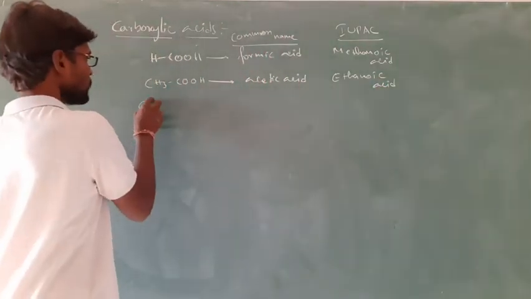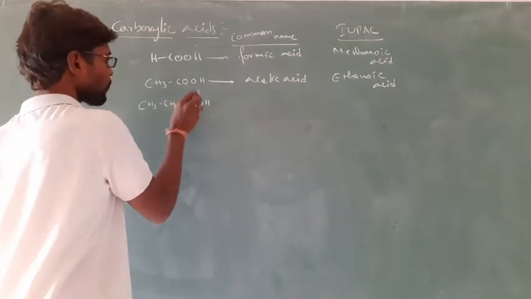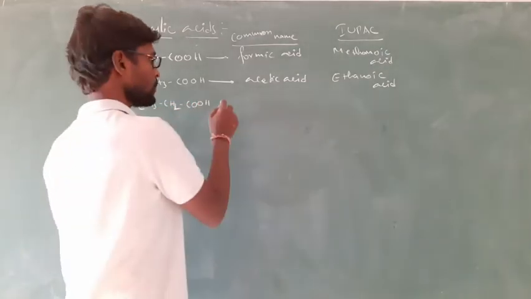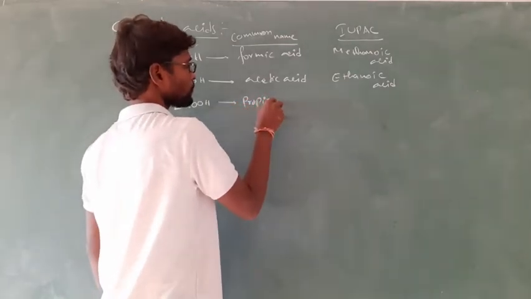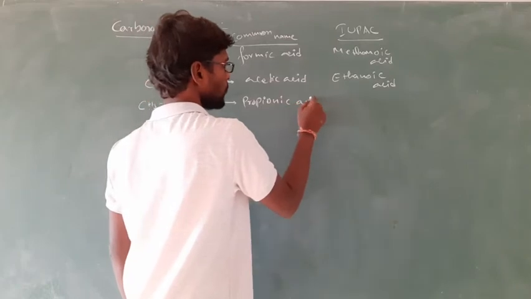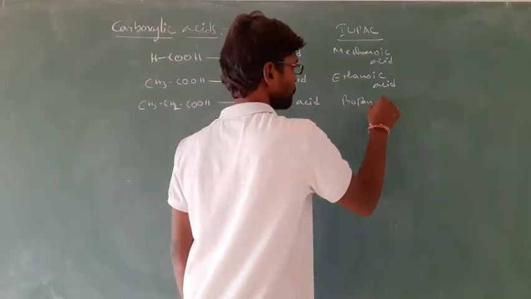And the third one is CH3CH2COOH. This is called propionic acid, and here it is called propanoic acid.